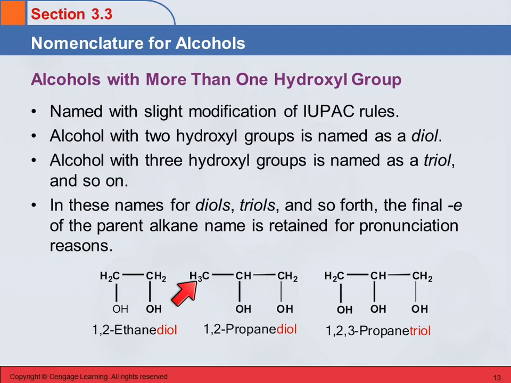And this next one has 3 carbons, so it's propane. And the E here on ethane is left in there just to make it easier to pronounce. So instead of ethanediol, it's ethane diol. So that one's propane diol, and the hydroxyl groups are on 1 and 2. Now they could be on 1 and 3 also. And then this one is a triol. 1,2,3 propane triol.